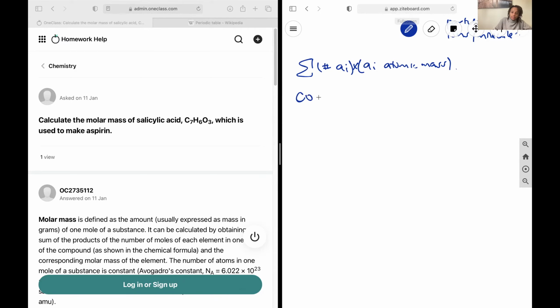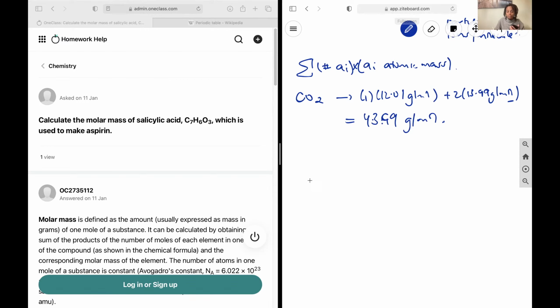And so, for example, let's say I have CO2. I would do 1 by 12.01 grams per mole, that is the atomic mass of carbon, plus 2 by 15.99 grams per mole. And I'd simply find that answer to be 43.99. And so when I'm doing other calculations and need the molar mass for carbon dioxide, I'd simply use 43.99 grams per mole.